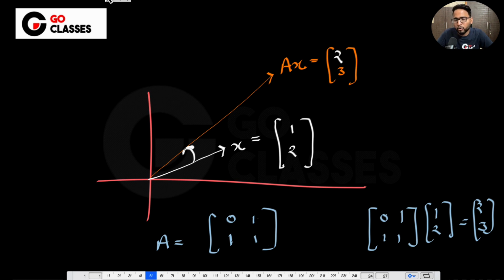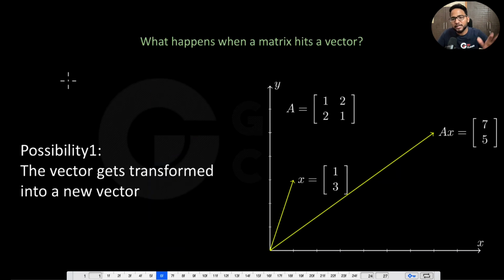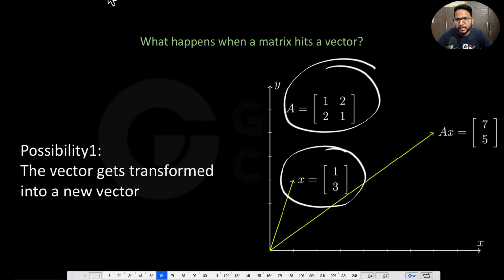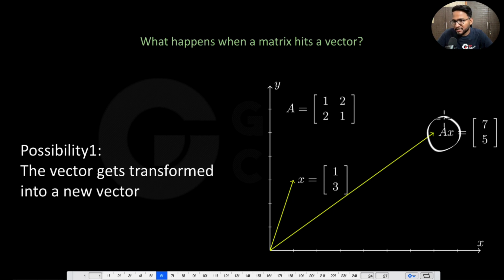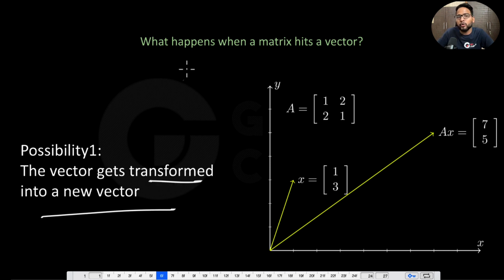Anyway, what do I mean geometrically is that here you have a vector x, but the ultimate vector that you got, Ax, is some vector which is different from x, which means that this Ax has some other direction. But that is just one possibility: you have a matrix and a vector, you multiply them, you get Ax, and Ax is some other vector, which means the vector gets transformed into a new vector.